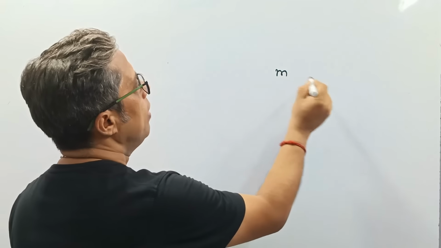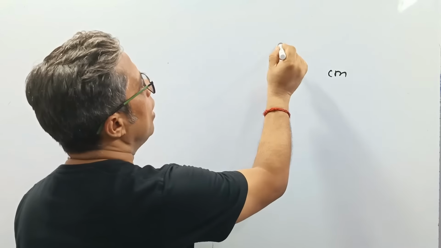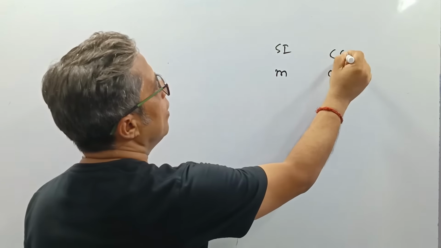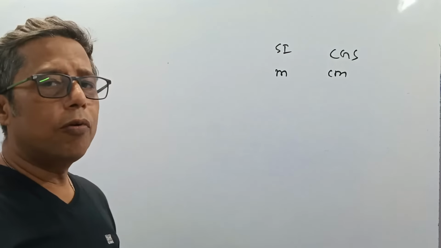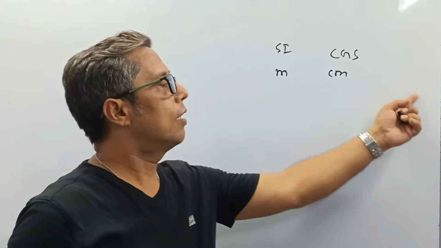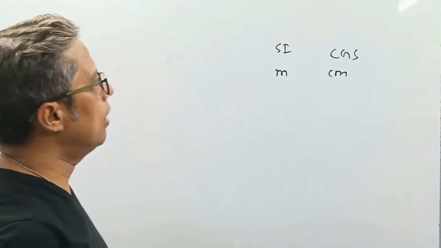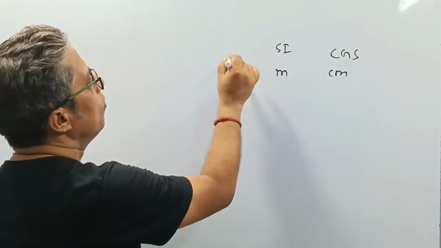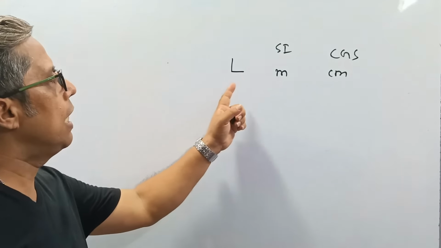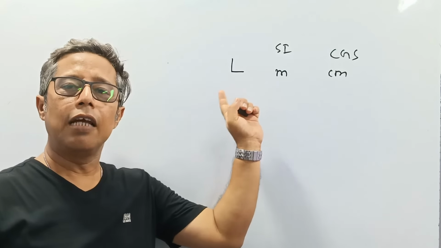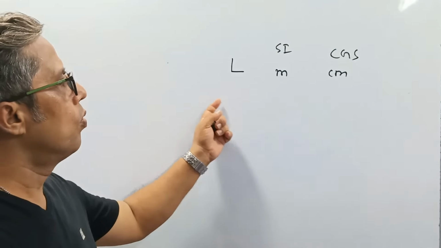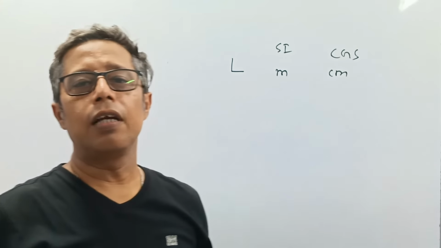Like, what is the dimension of length? Length is measured in meter and centimeter. So let's say this is SI, this is CGS. And one more thing, the dimensional unit of length is L. This is a new thing for you maybe. So any length will be presented as an L. Now I will show you what is the benefit of this dimensional analysis.